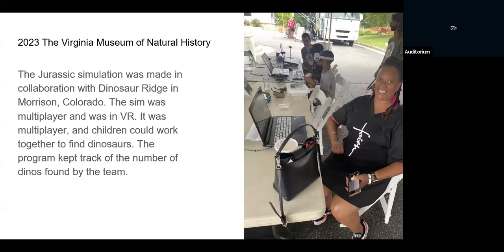I showed this off at Dinosaur Festival in 2023, and this is what it looked like. You can see a couple of students in the background with the VR headsets on, and they could see each other in the program. And then you had a parent on another computer so they could see what the kids were doing.